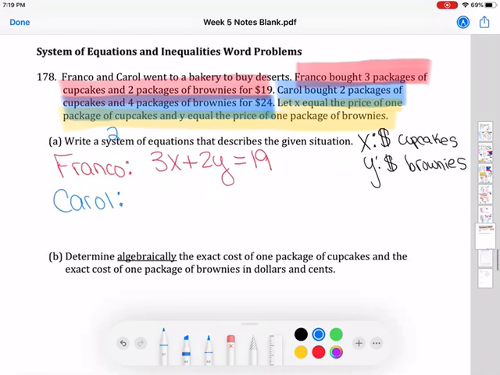Pause the video if you need more time, but for Carol, it's really the same setup of the sentence. She bought 2 packages of cupcakes, and cupcakes is X, so that's going to be 2X to represent how much she spent on the 2 packages of cupcakes. And she bought 4 packages of brownies, so same idea, 4 times the cost of a pack of brownies, and altogether she spent $24.